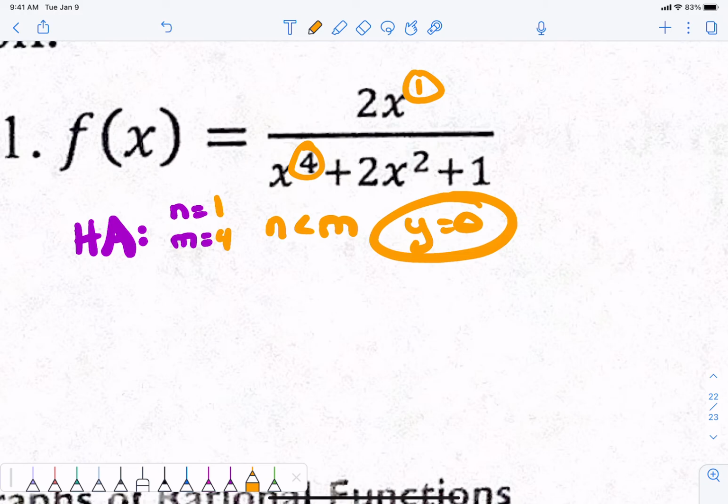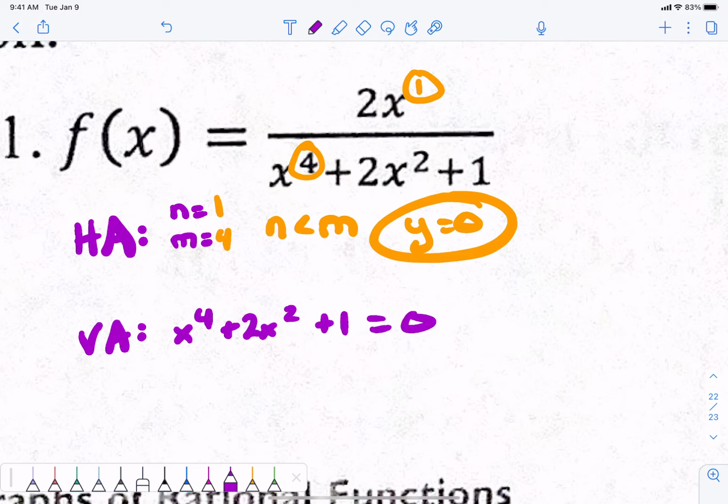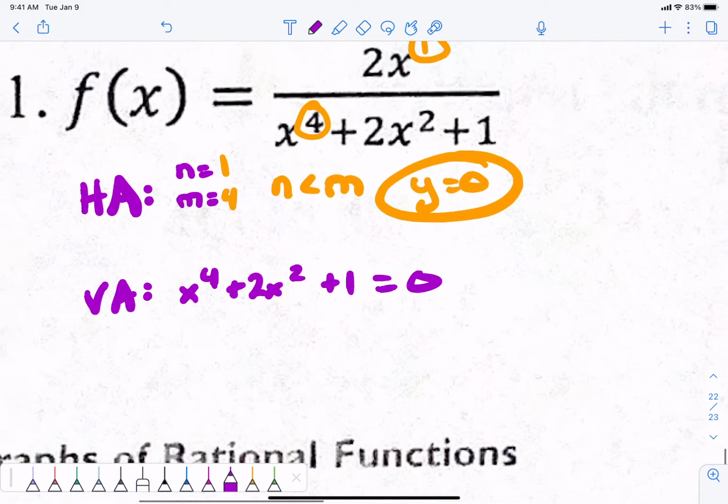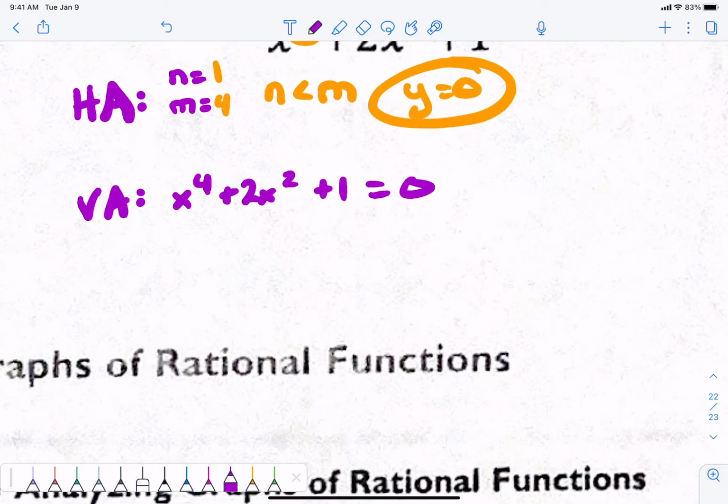Okay. And then for the vertical asymptotes. For the vertical asymptotes, you set the bottom equal to 0. Okay, so x to the 4th plus 2x squared plus 1. This is kind of like finding the domain. We don't want it equal to 0. To find the VAs, we set it equal to 0. How do I do that? x to the 4th plus 2x squared plus 1. You don't.